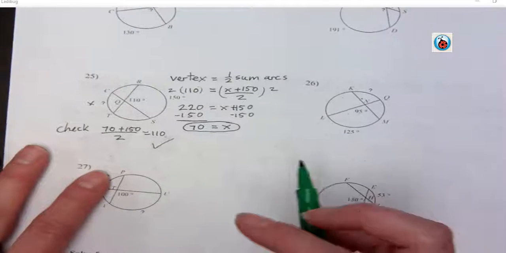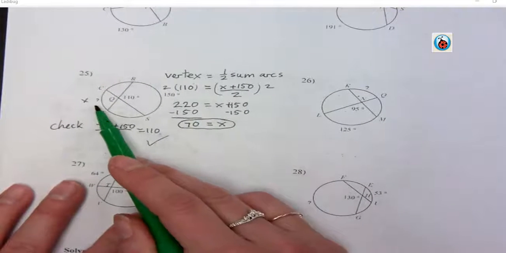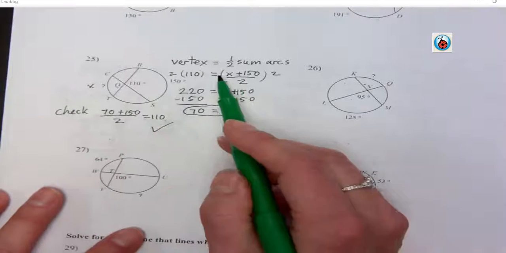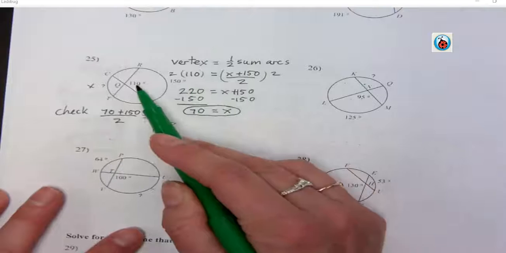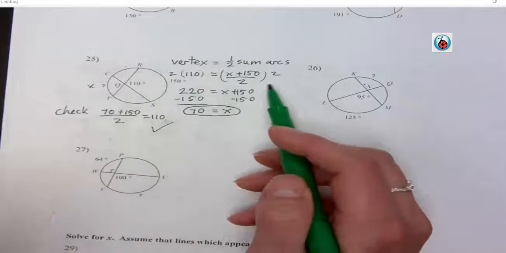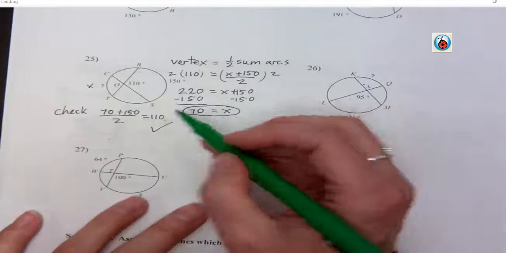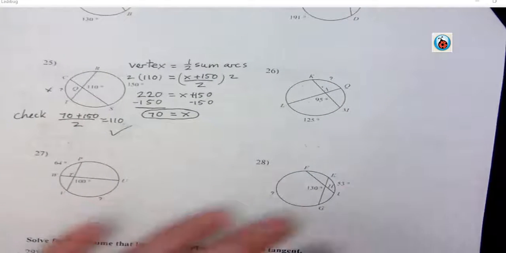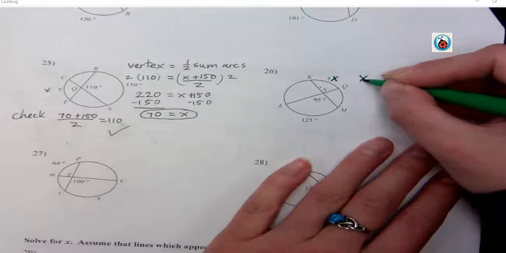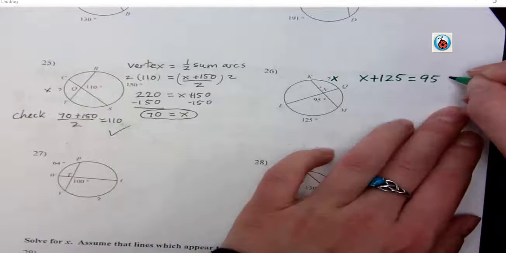And then we're going to move on to the ones where we have to solve for one of those missing angles. So our missing one plus the 150 divided by 2 equals 110 in the middle. And again, that first step is always multiply your angle by 2 so you're not dealing with fractions. And then solve it out, plug it back in, make sure it works. And so we're going to do the same thing here. We're solving for x. And so x plus 125 equals 95 times 2.